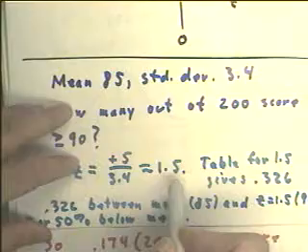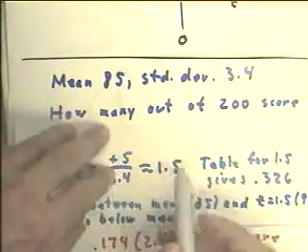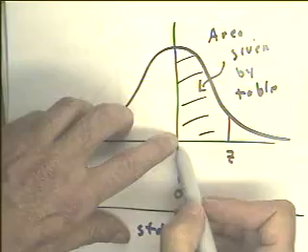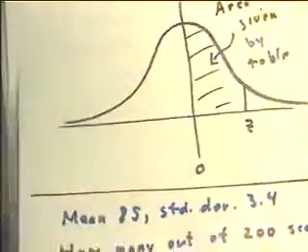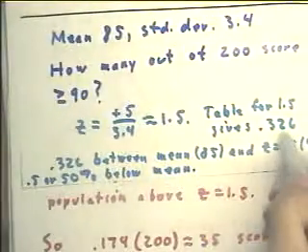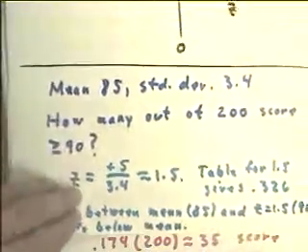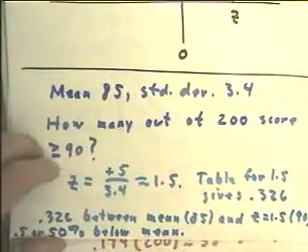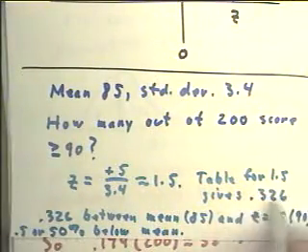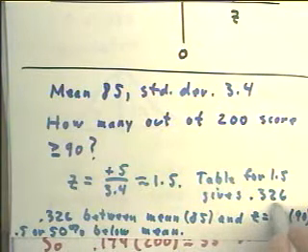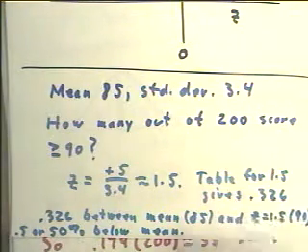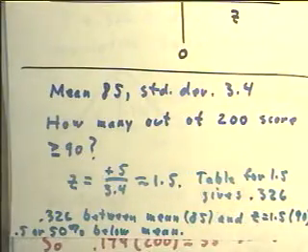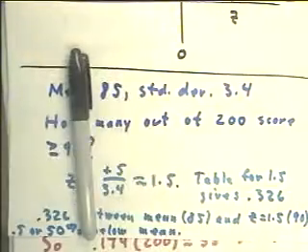Now, if we look at the table, and if we look at z equals 1.5, the table is going to tell us what the area is between the middle and z equals 1.5. And it tells us, in fact, that that area is 0.326. Okay, so 32.6% of the total area under the curve, and, you know, that just isn't right. I'm going to have to look that up. Excuse me a minute.